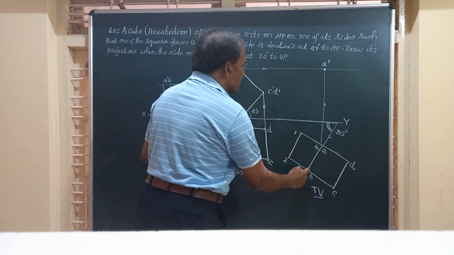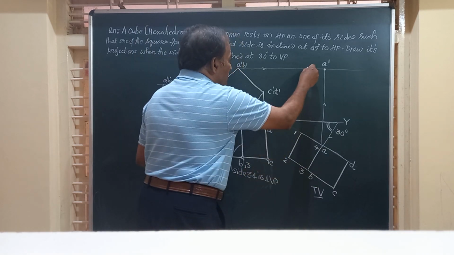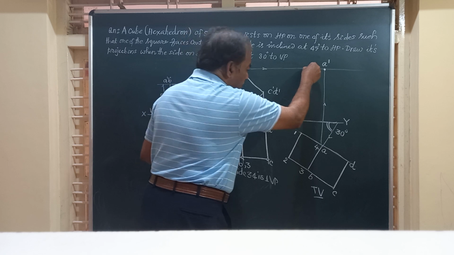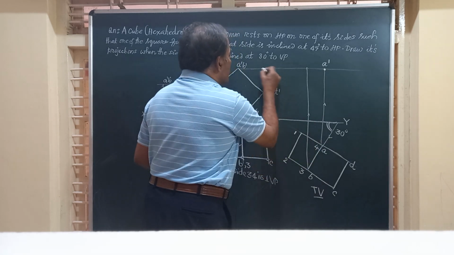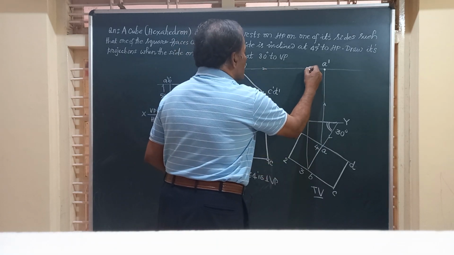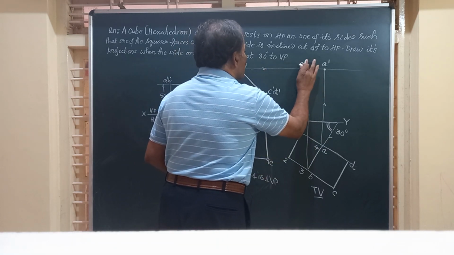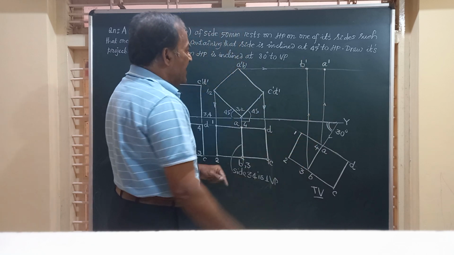Similarly, friends, B is here, and now draw a vertical line from B, and a horizontal from B dash. This will give you the edge at the corner B dash. So we got A dash, B dash.